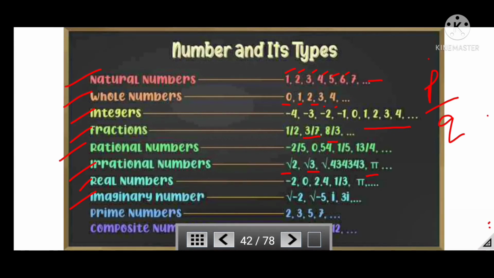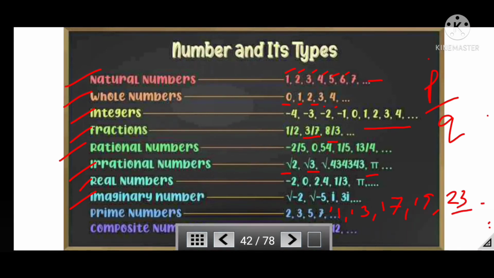Then prime numbers. Prime numbers have only two factors, 1 and itself. They do not occur in any other number table. The smallest prime number is 2. 2 is the only even prime number. The second prime number is 3. Next is 5, then 7, 11, 13, 17, 19, 23, and so on.